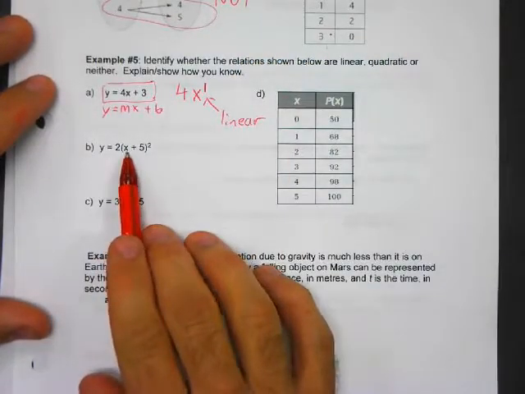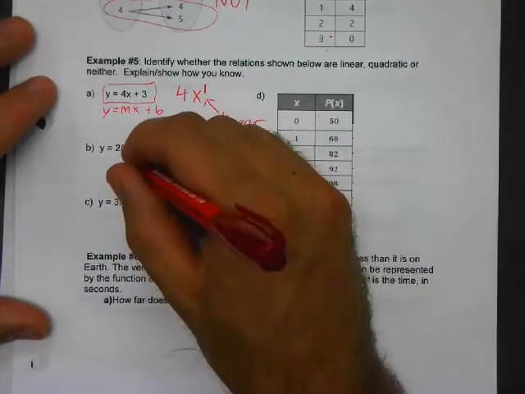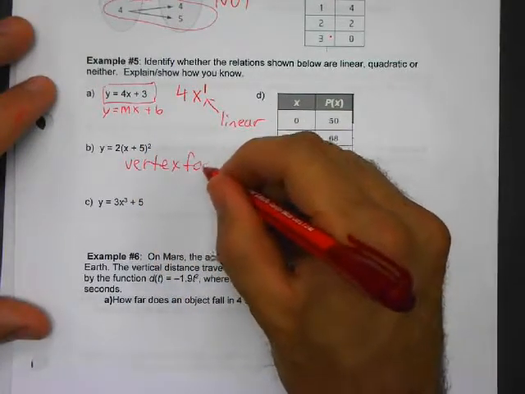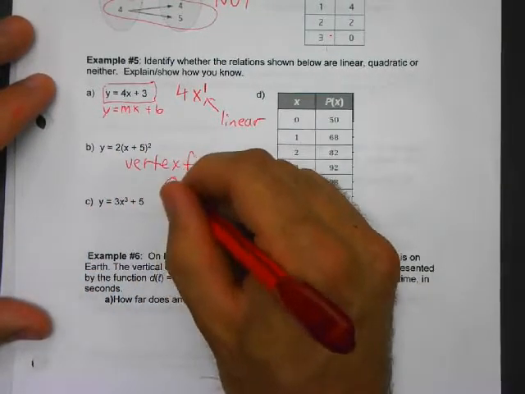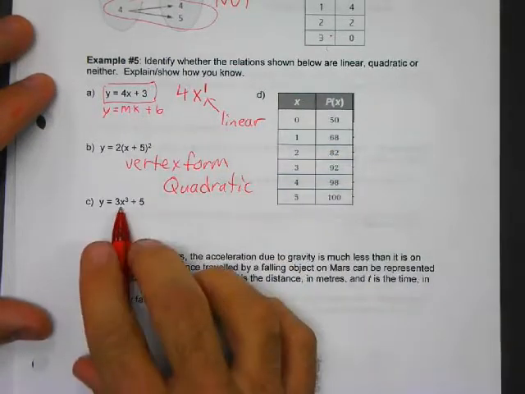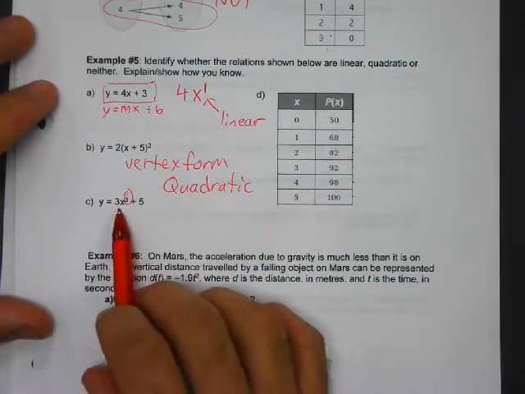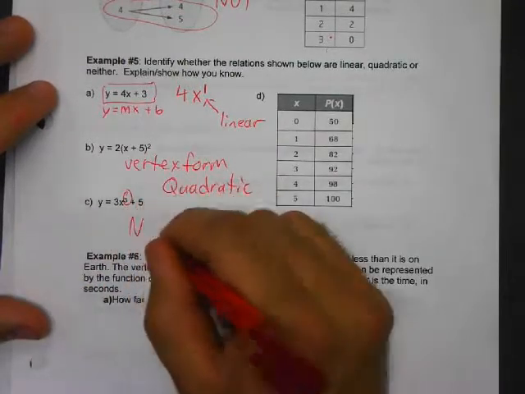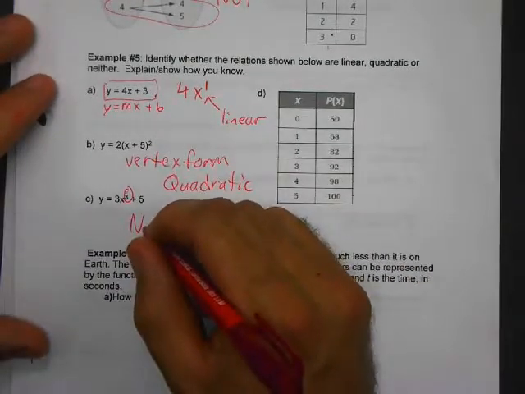Now, this has an implied 1 as well, but this whole bracket is squared. And also, this is in vertex form of a quadratic. So if that's vertex form, it's a quadratic. So you're just going to say quadratic. And then this one, you're going to look at the exponent. It's not a 2. If it was a 2, it'd be quadratic. The fact that it's not a 2 and it's not a 1 means it's neither. It actually means it's cubic, but we don't study that, so it doesn't matter. So we're going to say neither.